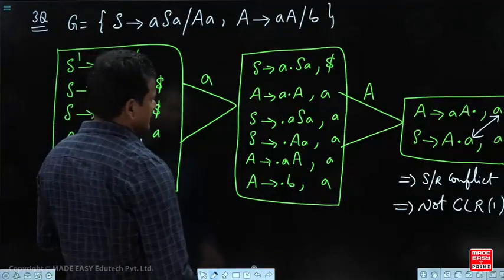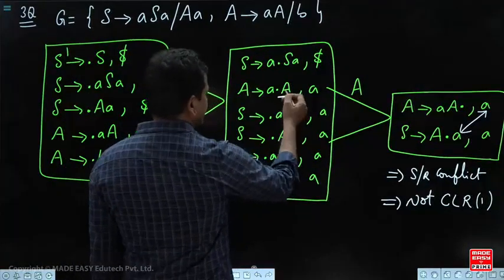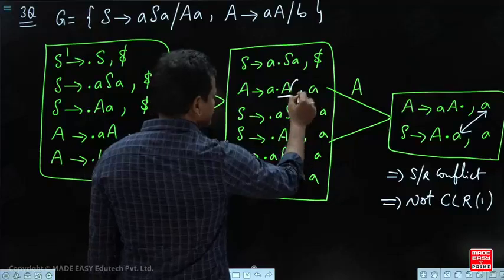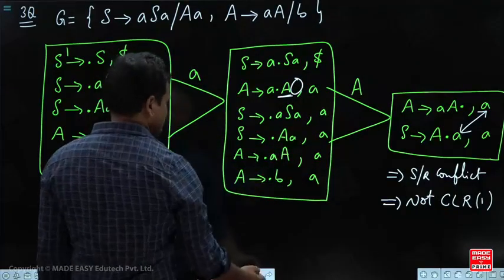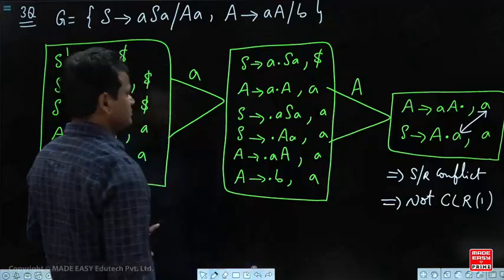From wherever you are writing, yes, from here I am writing. I add A's productions. A after what is here? Nothing. Then copy the look ahead. What is the look ahead? a. That is the reason I have added. So like this you must do.